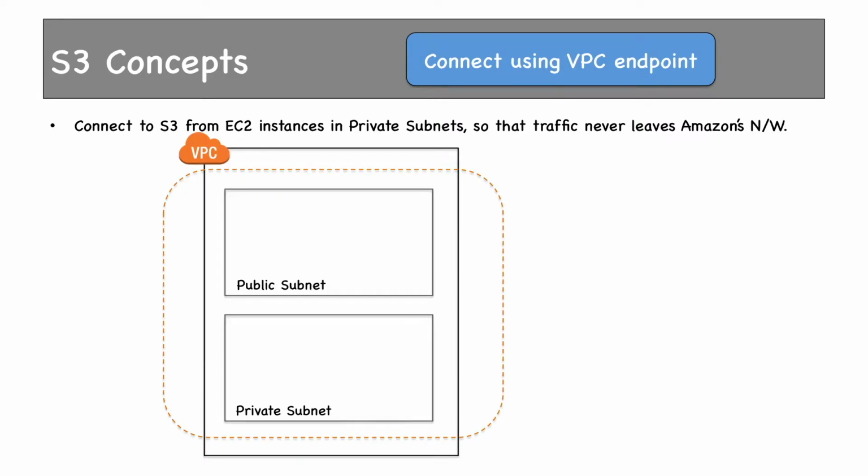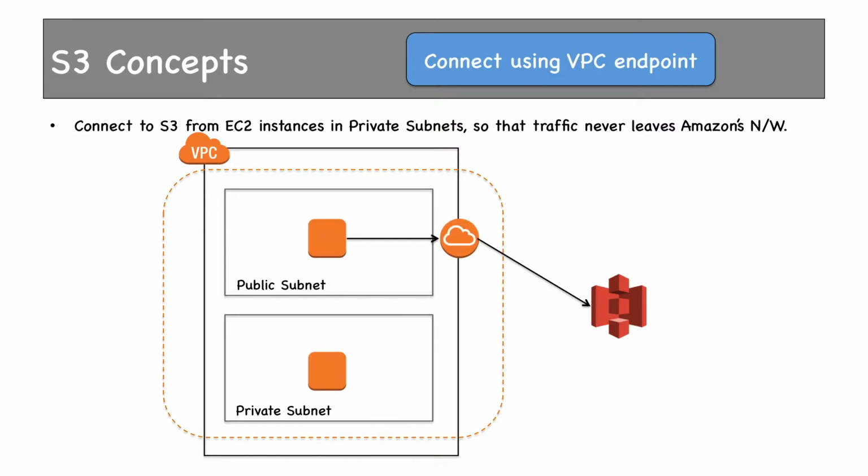We have AZ, VPC, public and private subnets. EC2 instances are running in both the subnets and we want to connect to S3 from these EC2 instances. Instances from the public subnet can access S3 using the Internet Gateway and VPC, but traffic would travel via the Internet to go to S3. Instances in private subnets can use a NAT Gateway to connect to S3. It would also use the Internet to connect to S3.